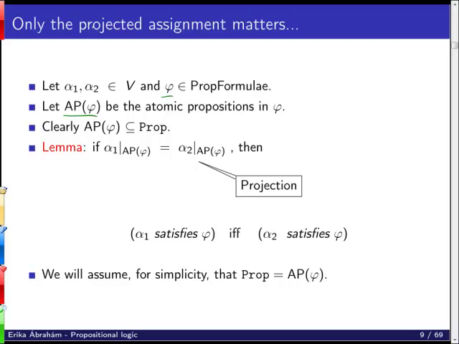Then if we have two assignments, alpha 1 and alpha 2, and they agree on the values of those variables which appear in my formula, then of course the formula evaluates to the same value under both assignments. So this way we can make the functions finite, even if the atomic proposition set is infinite. Okay, and in the following, for simplicity, we will just assume that they are both the same, but we have in mind that it is not quite true, because we do not always want to make this projection.